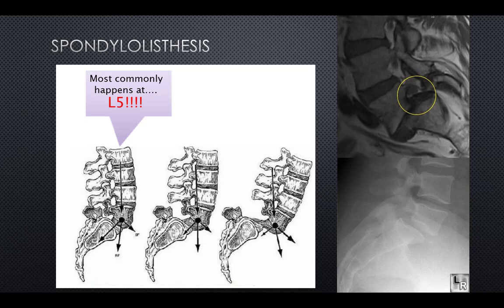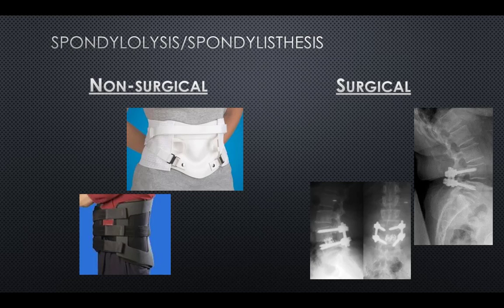A hangman's fracture is a specific type of spondylolisthesis where the second cervical vertebrae, or C2, is displaced anteriorly relative to the C3 vertebrae due to fractures of the C2's vertebral pedicles. Treatment for the spondies include conservative or non-surgical options like bracing, with pictures on the left given as examples. More invasive management may include surgical fixation and intervention.